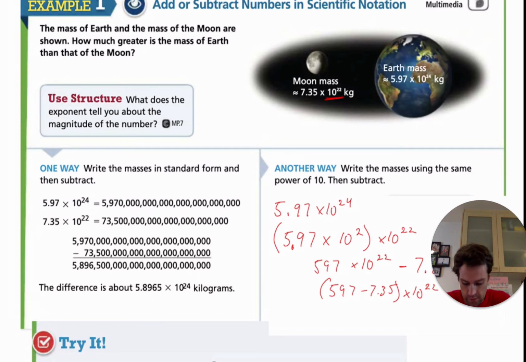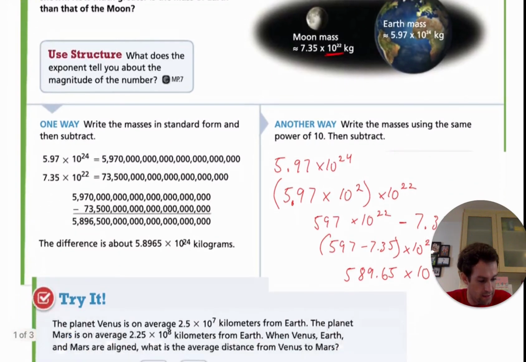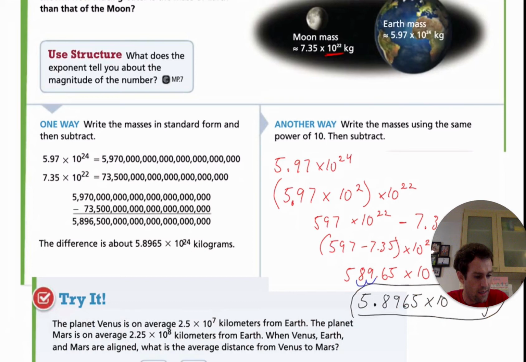So then when we take the difference, we will get 589.65 times 10 to the power of 22. And we can rewrite this back into scientific notation, so we'll move our decimal over 2 places. So that gives us 5.8965 times 10 to the power of 24 kg. And that's about right. All right, so the key here is to change it so our exponents are the same, okay?